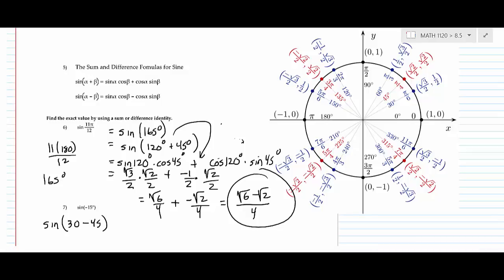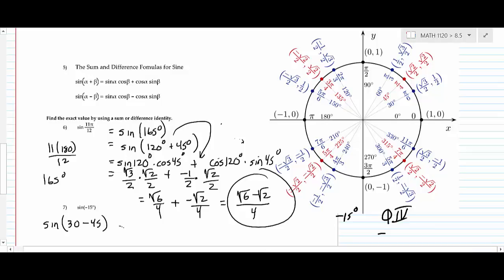And this one, the other thing I want to mention on this is negative 15 is a quadrant 4 answer. It's a quadrant 4 angle. So you should get a negative answer because the sign of a quadrant 4 angle is negative. So when you get an answer, you should be able to see that, yeah, that answer is negative. Does that make sense? Okay.